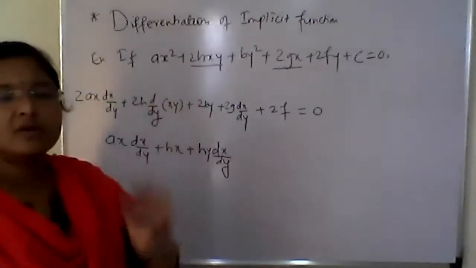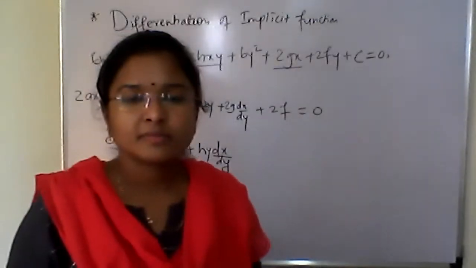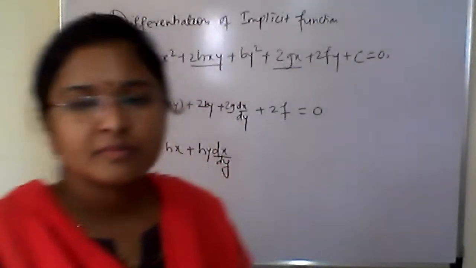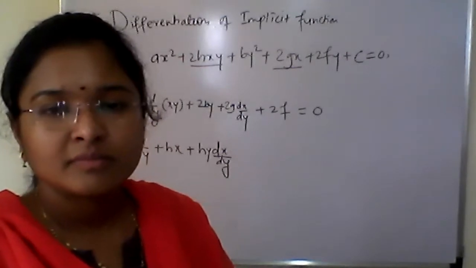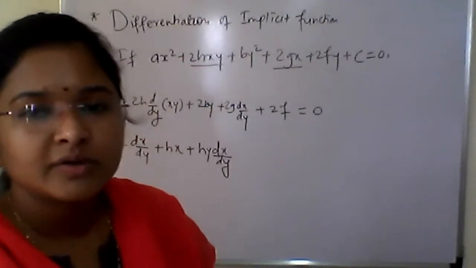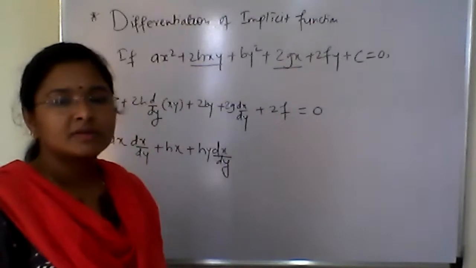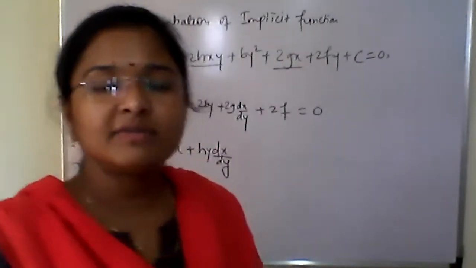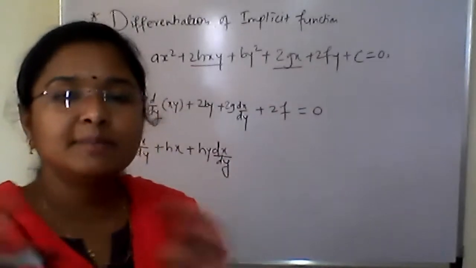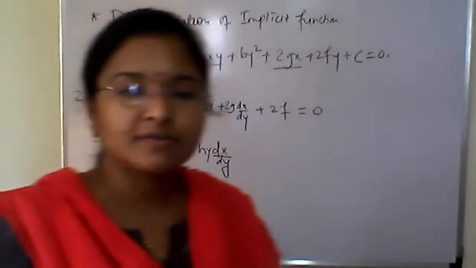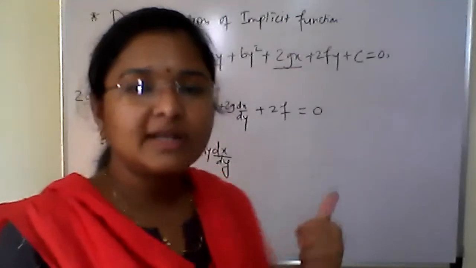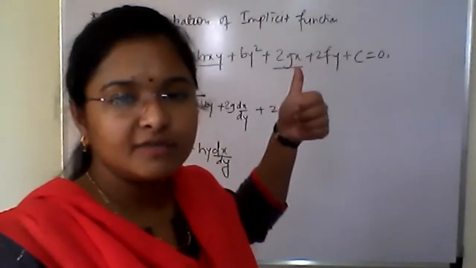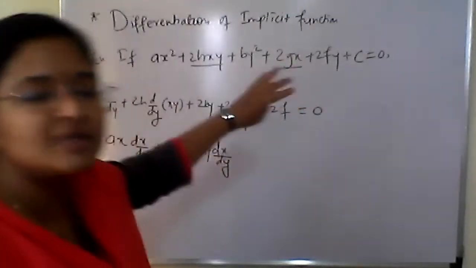Ma'am, could you please explain this topic from the start? I joined just now. My link was not working. Okay, okay. I sent a WhatsApp message also. See, Utkarsh, I have given the difference between implicit function and explicit function. And after that, I have started with this differentiation of implicit function, and this is the first example.